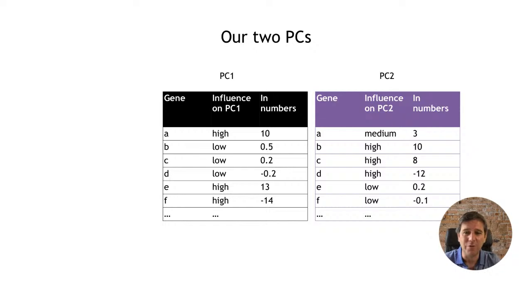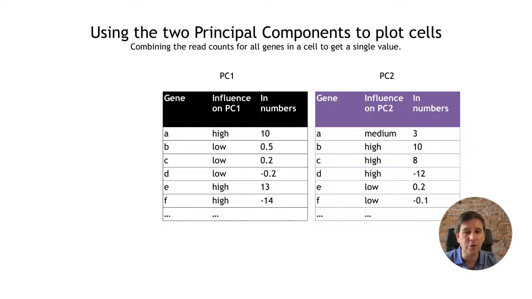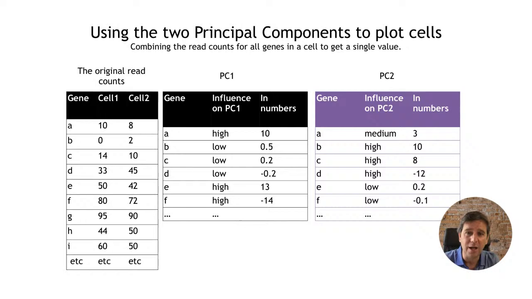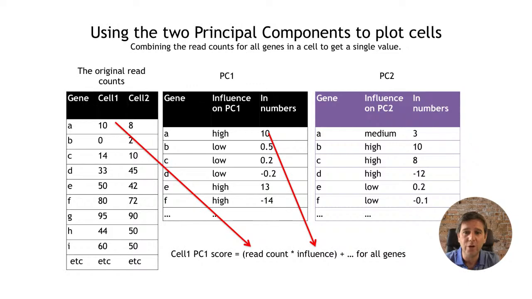So what have we got so far? We've got our two PCs, and we've got our influence in numbers on these vectors. Okay, so what we're going to do is go back to the original count data for all those genes, and this influence table that we've just made, and combine them to get our results of principal component analysis. So here's our original read data back in this first table. And what we're going to go through now is we're going to take cell 1 and look at PC1. So we're going to take cell 1 and its read count, a value of 10, and its influence, 10.